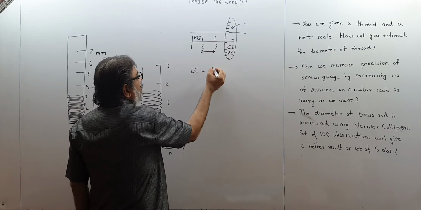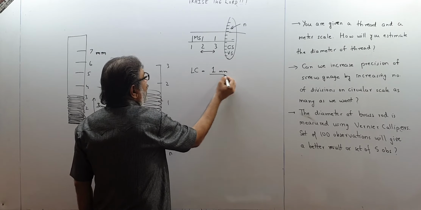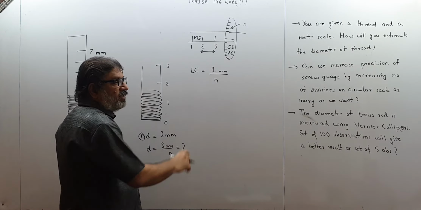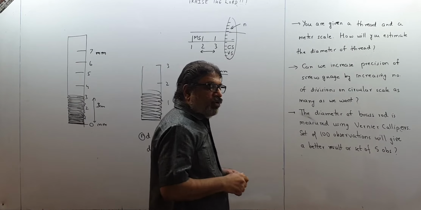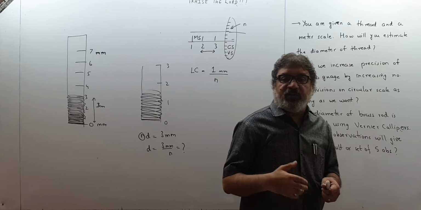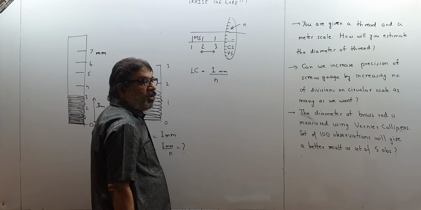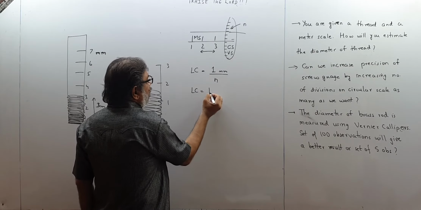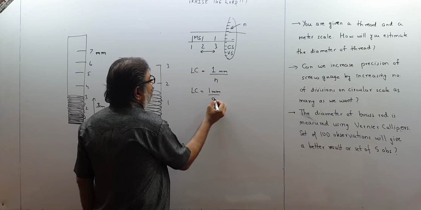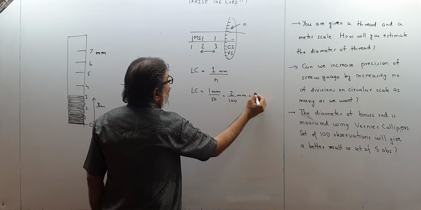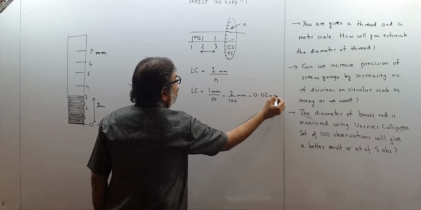So the main scale has a least count of 1 millimeter, and if you divide by n, the number of divisions on the circular scale, I will get the least count. Naturally, if the least count is less, your precision will be more. In a screw gauge having only 50 divisions, my least count is 1 millimeter upon 50, that is 2 upon 100 millimeter, and that will become 0.02 millimeter.